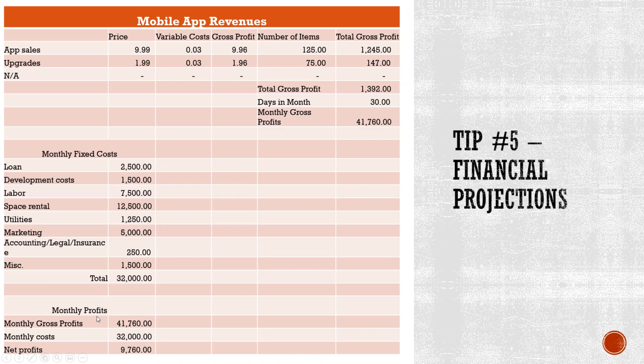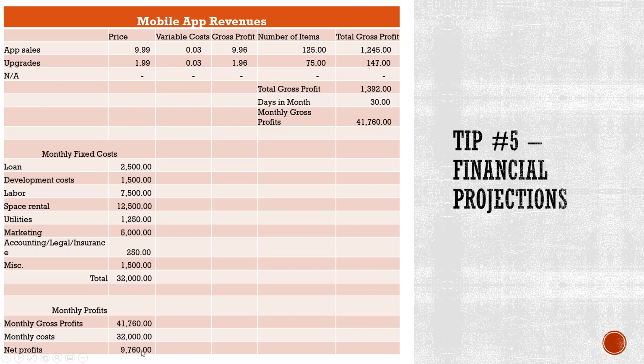Now step number 3, you're going to be figuring out what your net profits are. So you just label it right here monthly profits, then label it monthly gross profits, and bring the monthly gross profits down here, and then your monthly cost, bring it down here. And next, you're going to subtract your monthly cost from your monthly gross profits, and that is going to give you your net profits.